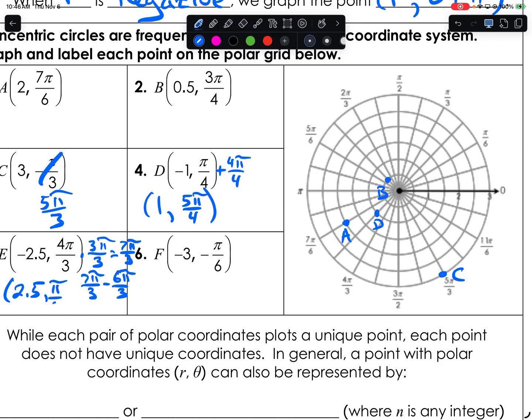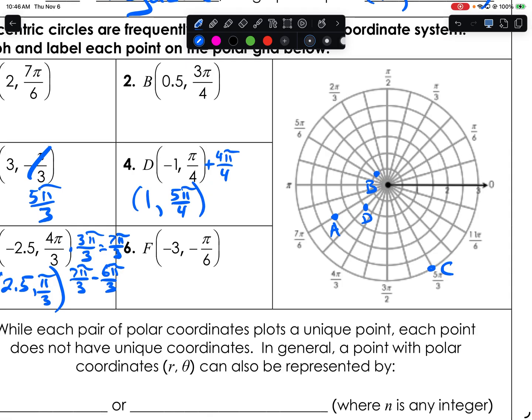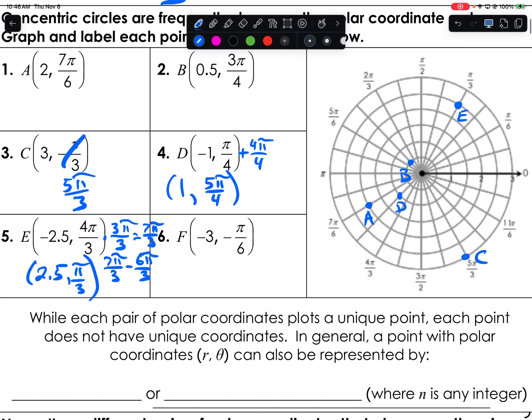So that's as much work as you could possibly have to do on this kind of problem. That's kind of a pain. So E is 2.5. So that's the second most outermost circle. So right there. And then that is point E. Try the next one, it isn't as bad. So try the next one on your own.